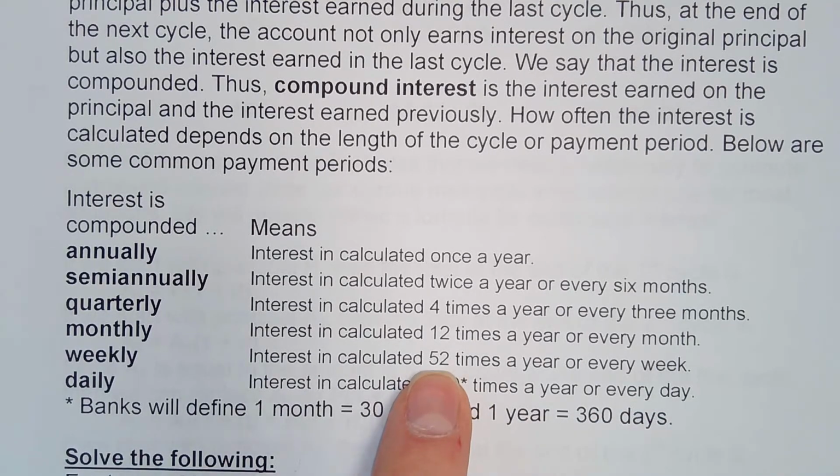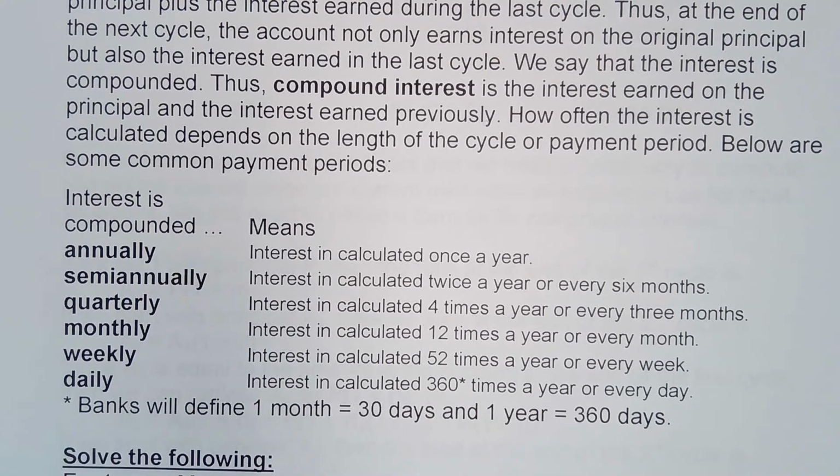Make sure you know how many weeks there are in a year. There's 52 weeks in a year. Again, banks define 1 month to be 30 days and 1 year to equal 360 days.